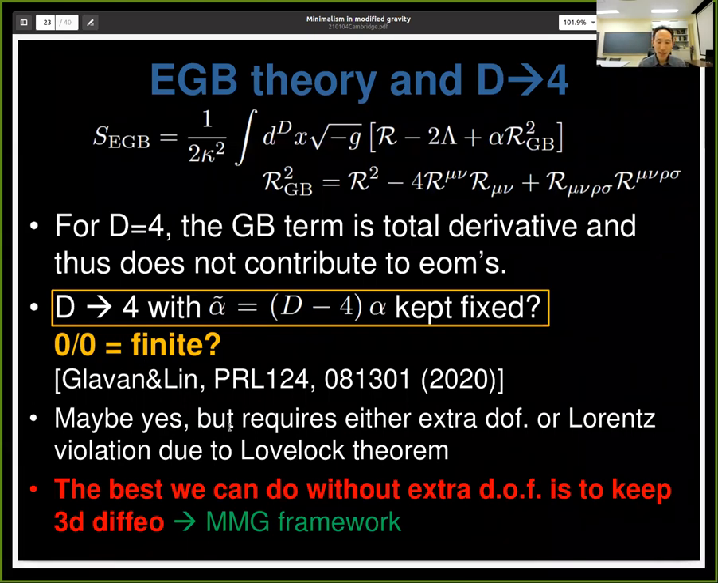Maybe yes, but as we know from Lovelock's theorem, actually, this requires either an extra degree of freedom or Lorentz violation. As we know, the Lovelock theorem is a statement about the equation of motion, not the action. So at the level of the equation of motion, in order to change GR, we need to either break symmetry or introduce an extra degree of freedom. So the best we can do without an extra degree of freedom is to keep 3D diffeomorphism, but break 4D diffeomorphism. So this is exactly the MMG framework. So indeed, we can construct a consistent 4D Einstein-Gauss-Bonnet theory in the framework of MMG. So this is what I'd like to talk about from now.